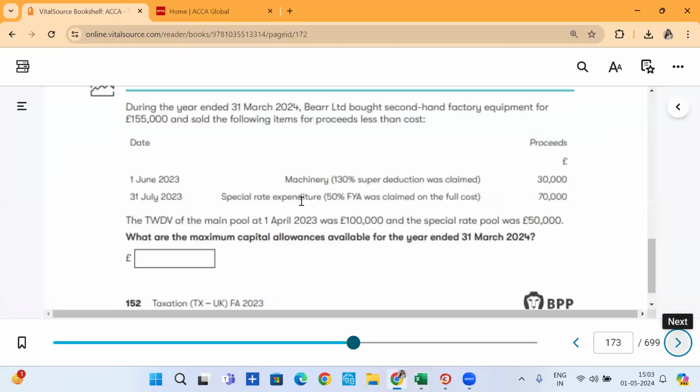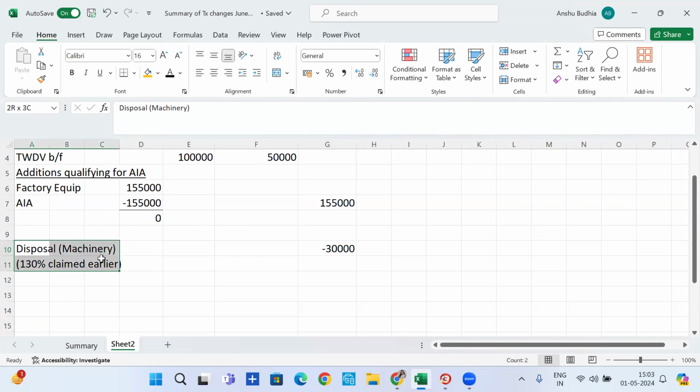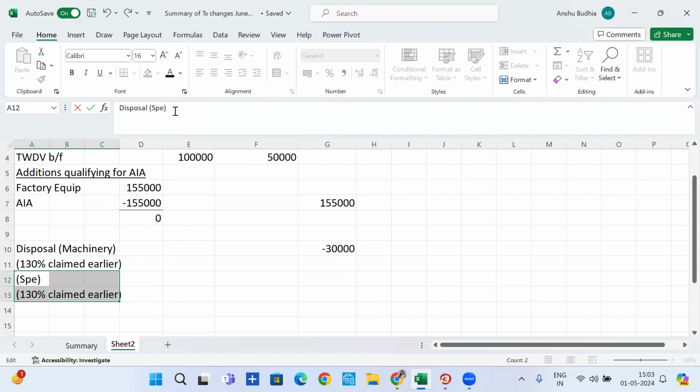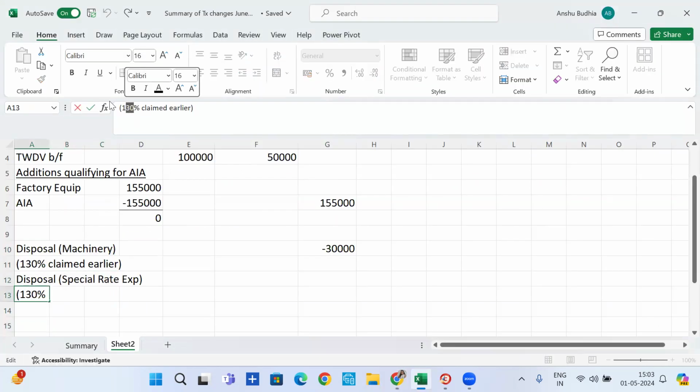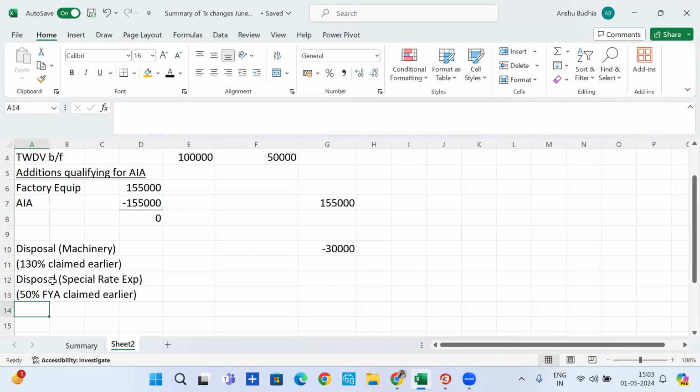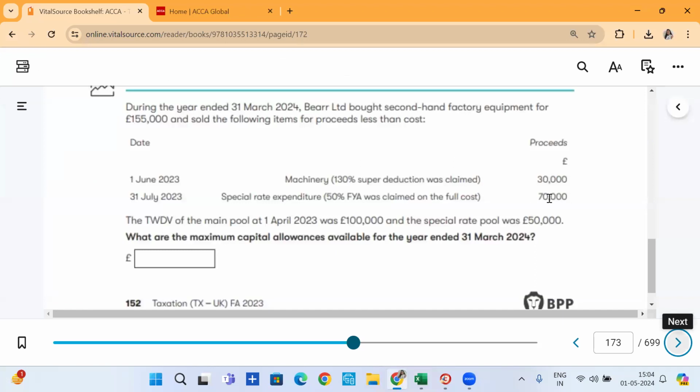Okay, the next is disposal proceeds and so special rate expenditure. On this, we have claimed 50%. We have not claimed full amount. So 50%. 50% claimed earlier. Okay, now 70,000 is the proceeds. We have already claimed 50% earlier. So now how are you going to treat this disposal? You'll break it in two parts, 50% and 50%.